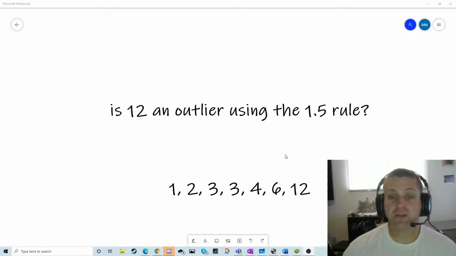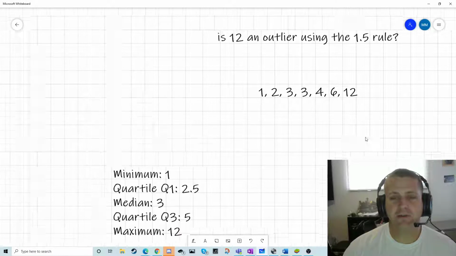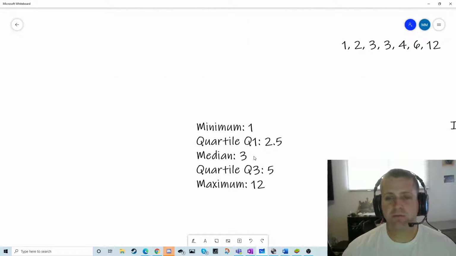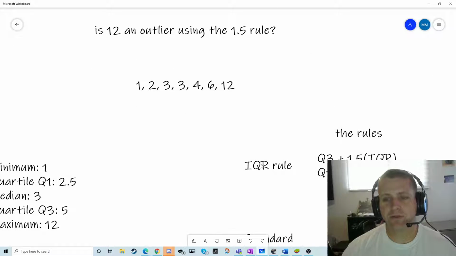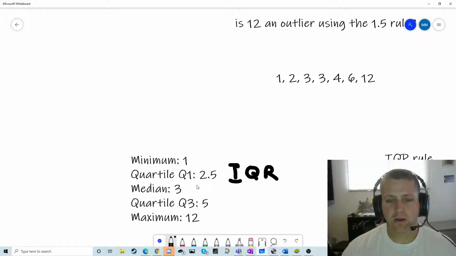Hey, AP Stats people. So my question is: is 12 an outlier in this data set using the 1.5 outlier rule? There are two outlier rules we have to talk about, but the 1.5 one is the one we use all the time. So here's how it works. I found my 5-number summary: minimum, maximum, quartiles. For the 1.5 rule, I need the IQR. IQR is Q3 minus Q1, so it's 5 minus 2.5, which is 2.5. This is my IQR.